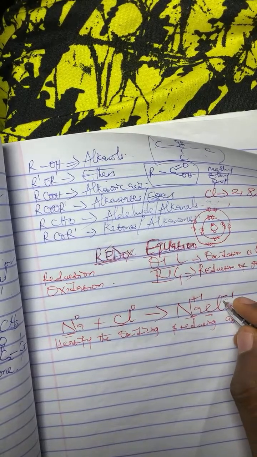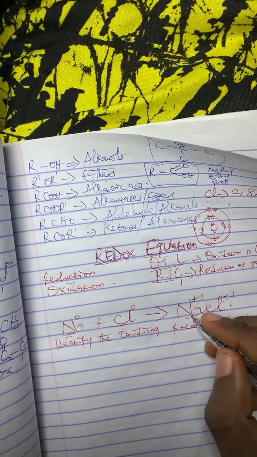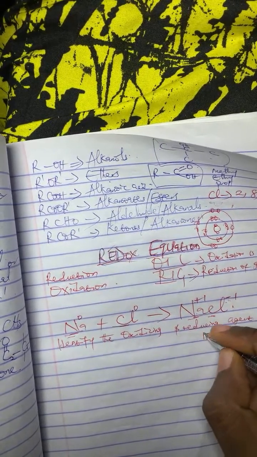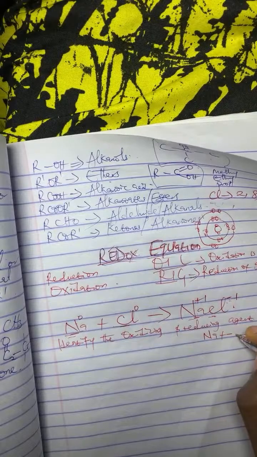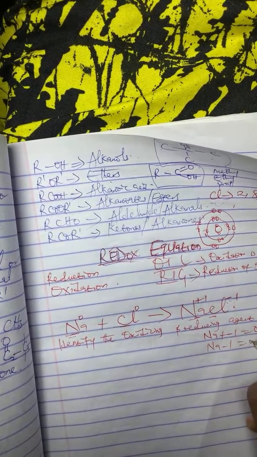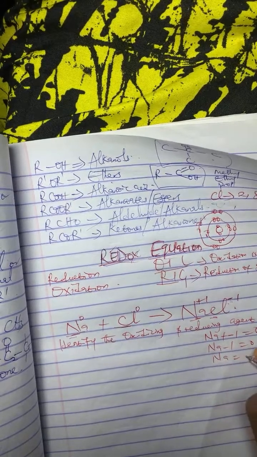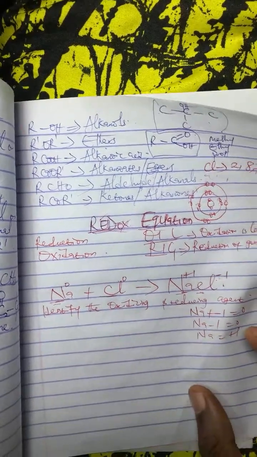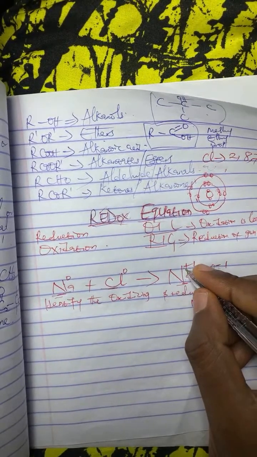If here is -1, how do we calculate the oxidation state of sodium? We say Na plus (-1) is equal to 0. So Na - 1 is equal to 0. That means Na is equal to +1, because when -1 crosses the equality sign, it turns to +1. So that is why here is +1.